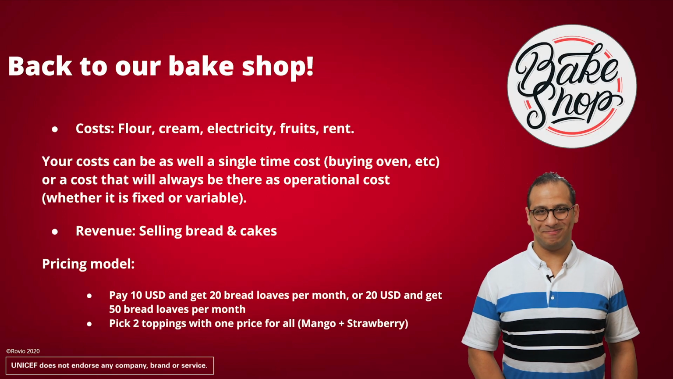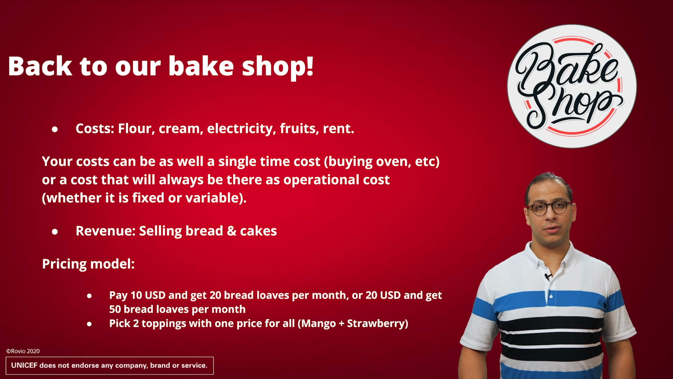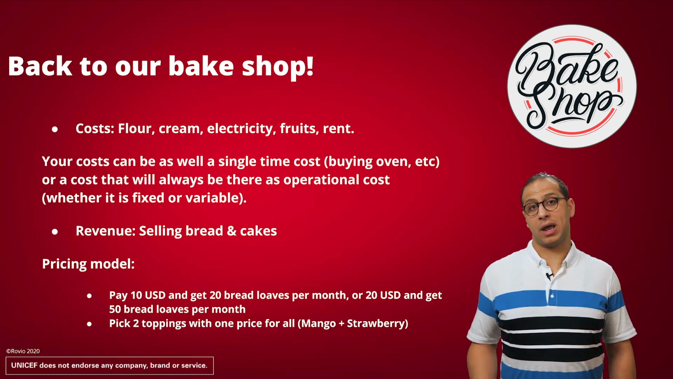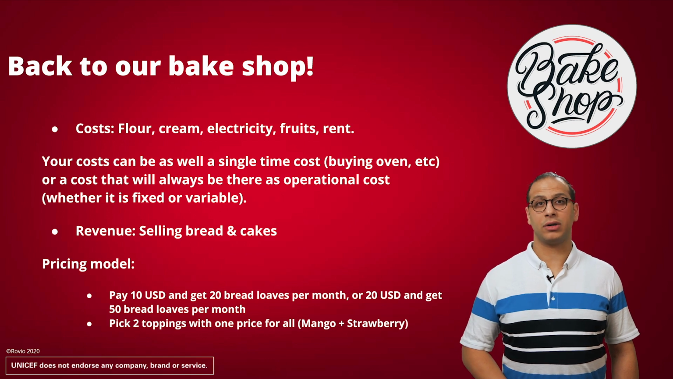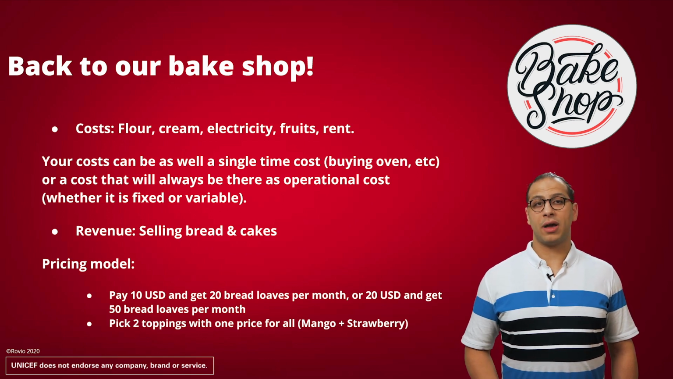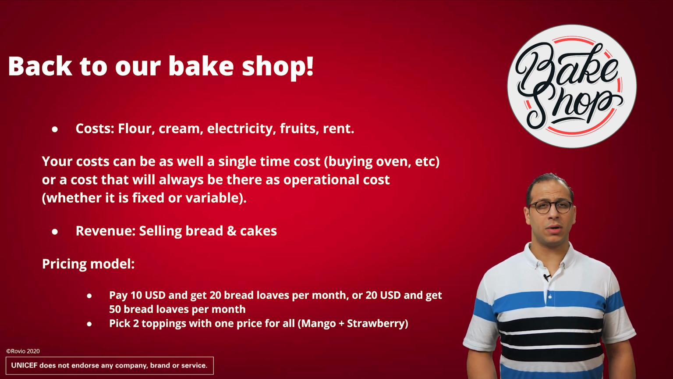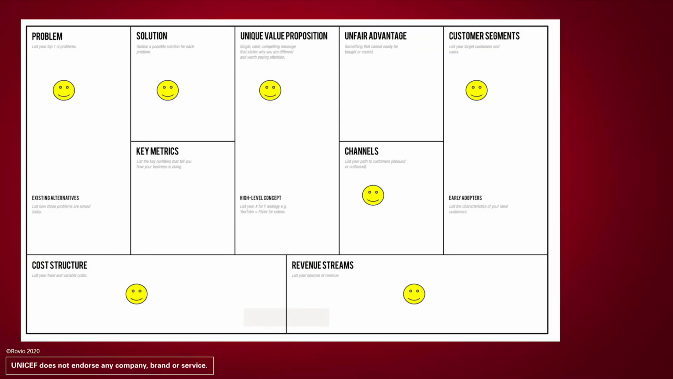Now back to our baking shop. Costs could be flour, cream, electricity, fruits, and our rent. And remember that salaries are as well costs, so think of those. And our revenue and how we make money will be by selling bread and cakes. As for our pricing model, how about that? Pay $10 and get 20 bread loaves per month, or pay $20 and get 50 bread loaves per month. And for cakes, we offer 2 toppings for the same price of each, so $2.50 for each topping. So a mango strawberry cake could cost maybe $5. Great, we are actually almost done and ready to start our business.